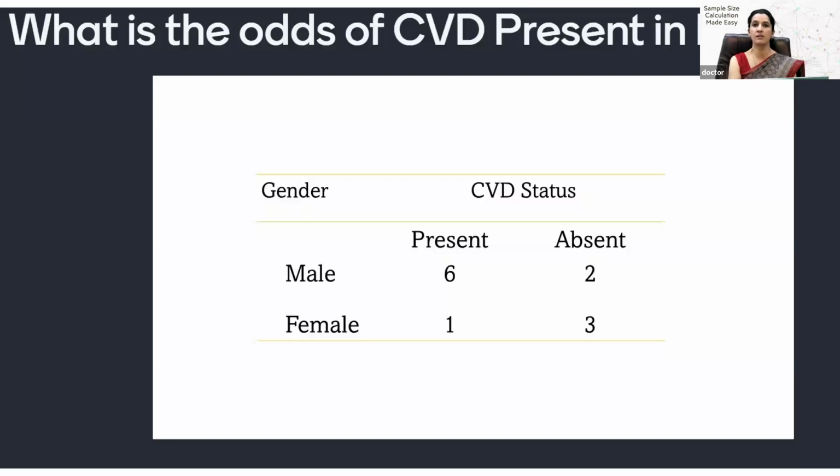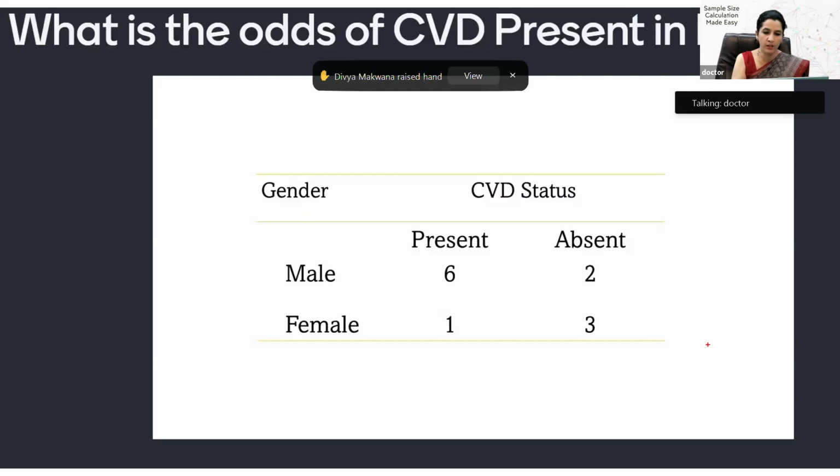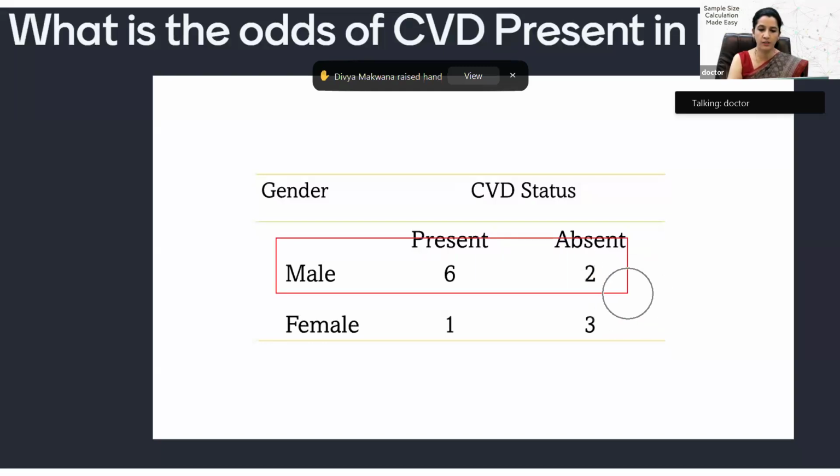I have asked the odds of CVD present in male. So how will I take it out? So it is 3. Right. So how will I take it? I will only consider this male row, because I am not going to see the female row. I only have to see the male row, so I'll focus on this.